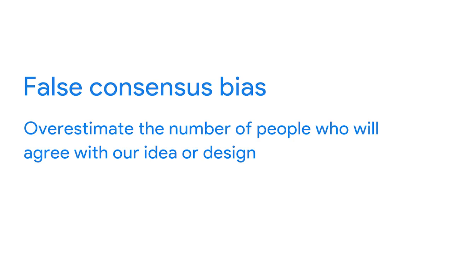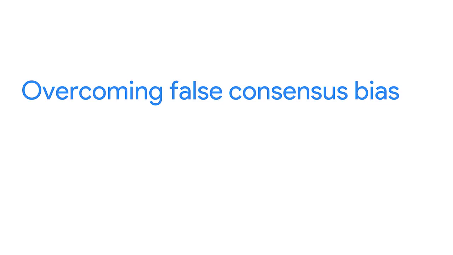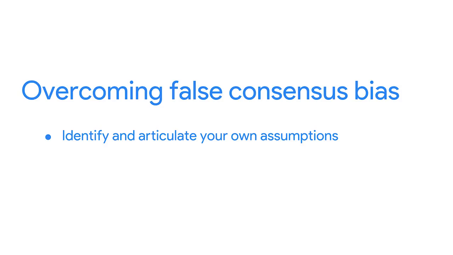Next up, let's look at the false consensus bias, which is the assumption that others will think the same way as you do. In UX research, the false consensus bias happens when we overestimate the number of people who will agree with our idea or design, which creates a false consensus. It's possible for the false consensus to go so far as to assume anyone who doesn't agree with you is abnormal. You can avoid false consensus bias by identifying and articulating your assumptions.